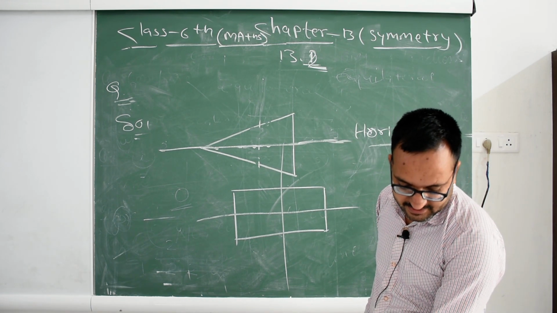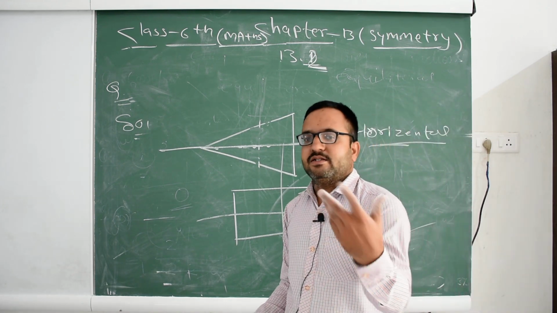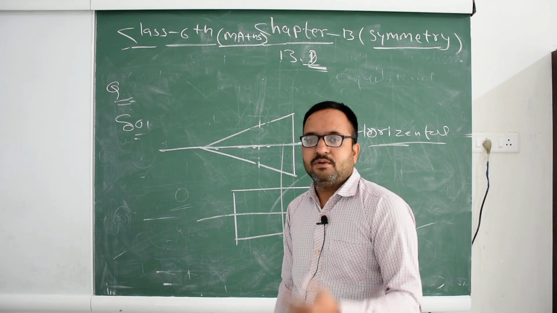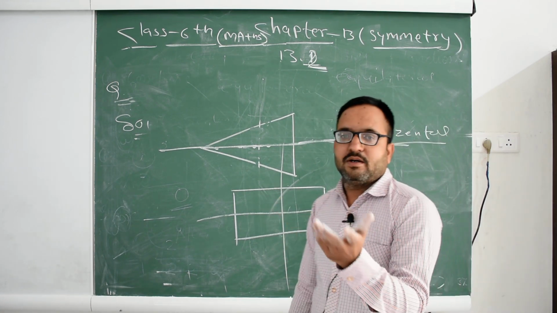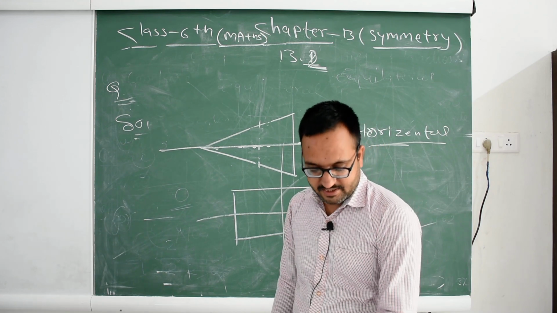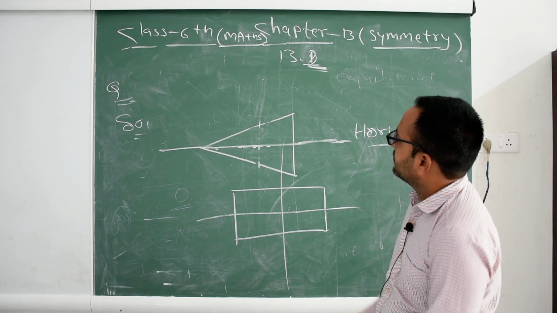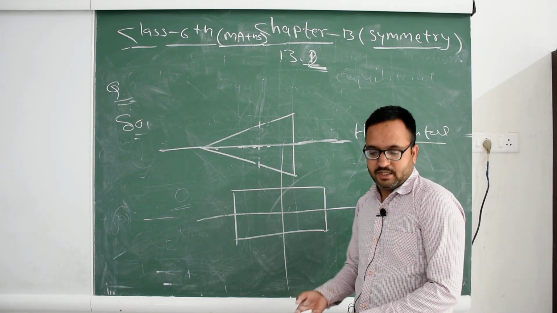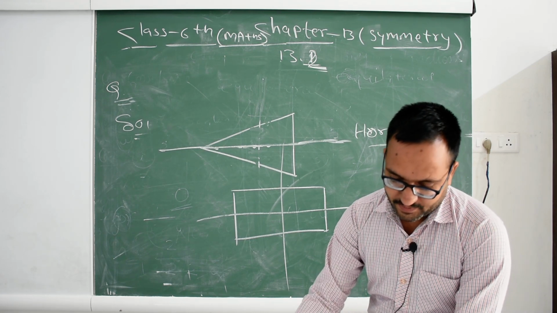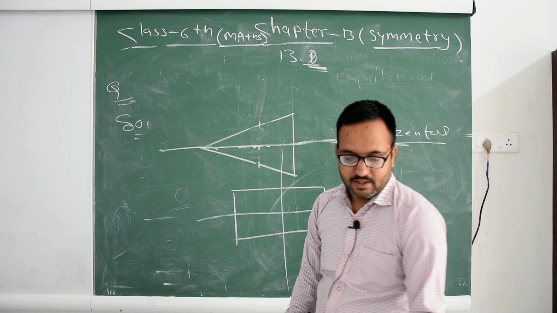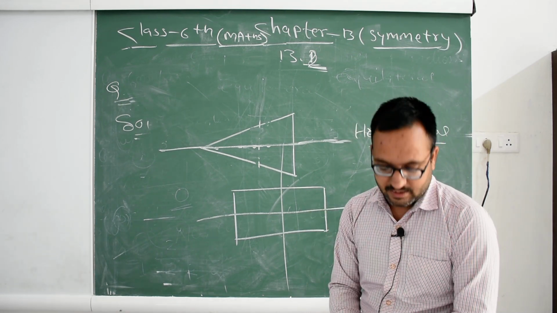Now question number 6: trace each figure and draw the line of symmetry. Again we have some figures and the same kind of concept. Try to draw the line of symmetry and divide the figures into two equal parts. So this is your exercise 13.2. Now your last exercise, 13.3. We have again some figures and we find the number of lines of symmetry.